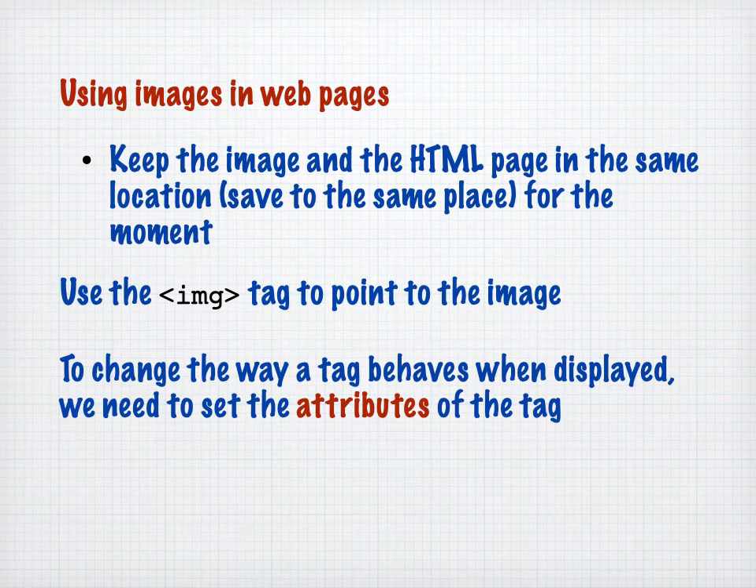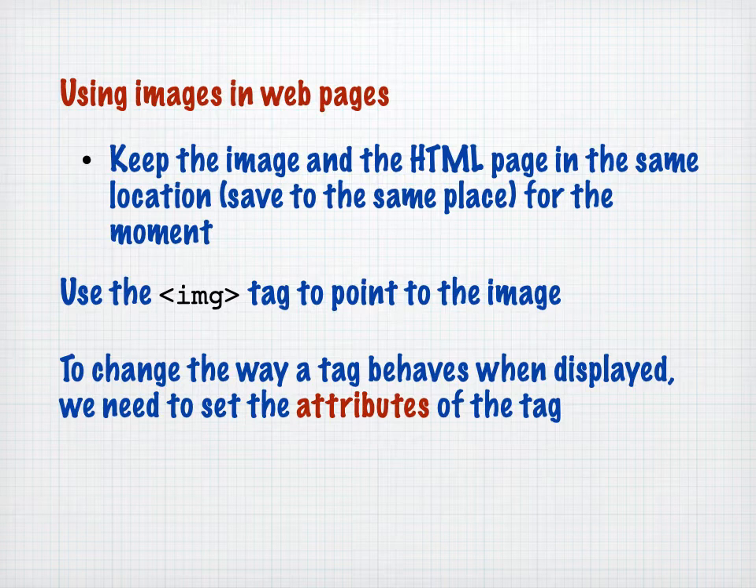So how do we save an image and use it in one of our web pages? Well, to do that, we'll need to use a new element, a new tag called the image tag. And you can see what the image tag looks like here. We use the familiar notation here. We use a less than symbol, img, and then a greater than symbol.